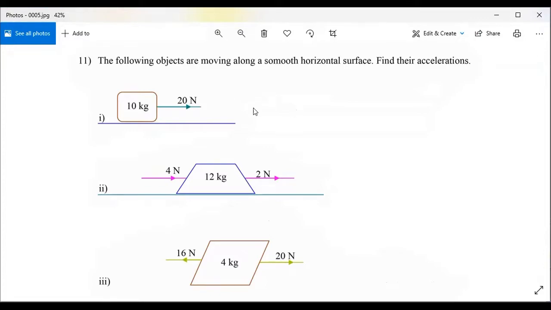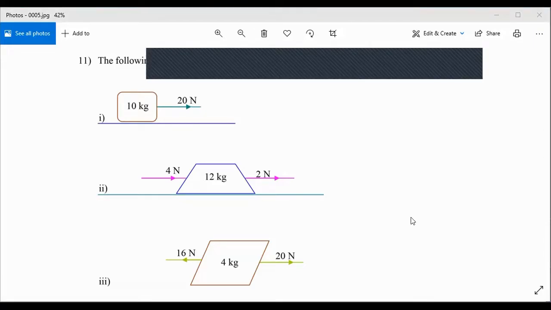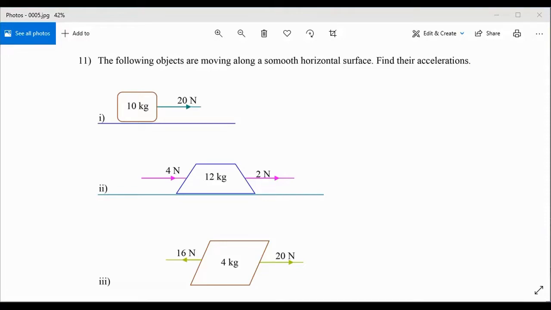The question number 11 asks, the following objects are moving along a smooth horizontal surface. Find their accelerations. Right. Let's give a try here. The mass of the first object is 10 kilogram. The force acting on it is 20 newton.